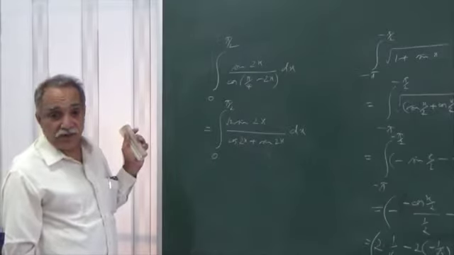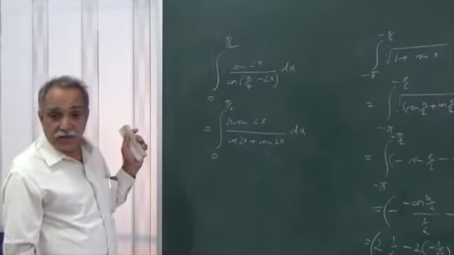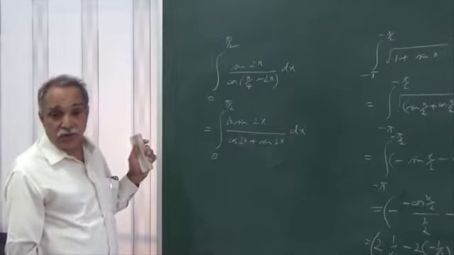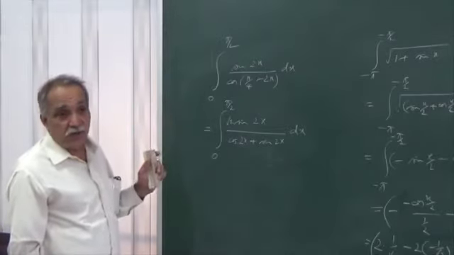Cos a cos b plus sin a sin b. Am I right? Cos a and sin a both will be 1 by root 2 each. So root 2 goes to numerator. Okay, how to continue?